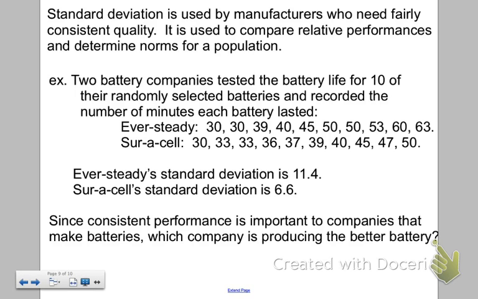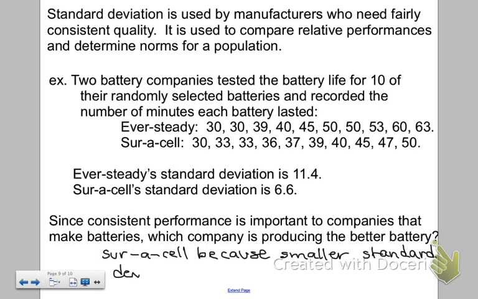Okay, so let's make a note of that. Suracell, because smaller standard deviation, which means more consistency.